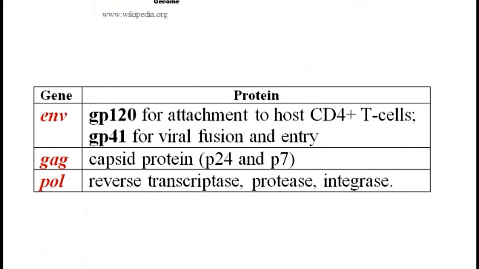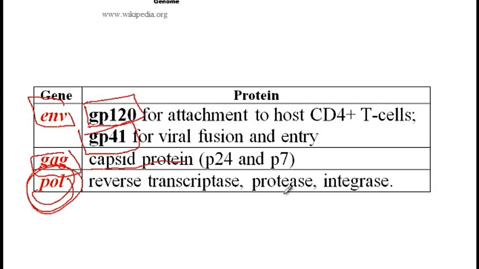Now here there are genes that will express the HIV proteins. The ENV gene will express the GP120 and GP41 proteins, which we've just discussed their functions. Then there is a GAG gene which produces the capsid proteins. And then finally, POL will produce 3 different enzymes, which include the reverse transcriptase.